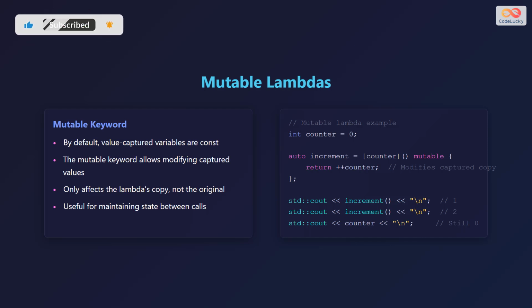We initialize an integer variable counter to 0. The lambda function increment captures counter by value and is declared mutable. Inside the lambda, it increments the captured copy of counter and returns the incremented value. The standard cout statement calls increment twice, printing 1 and then 2. Finally, we print the original counter, which remains 0 because the mutable lambda only modifies its captured copy.